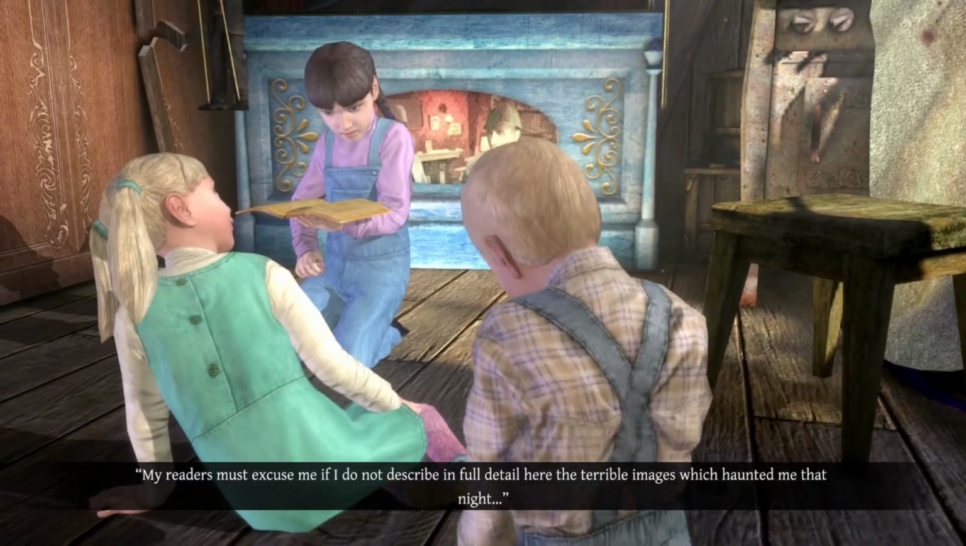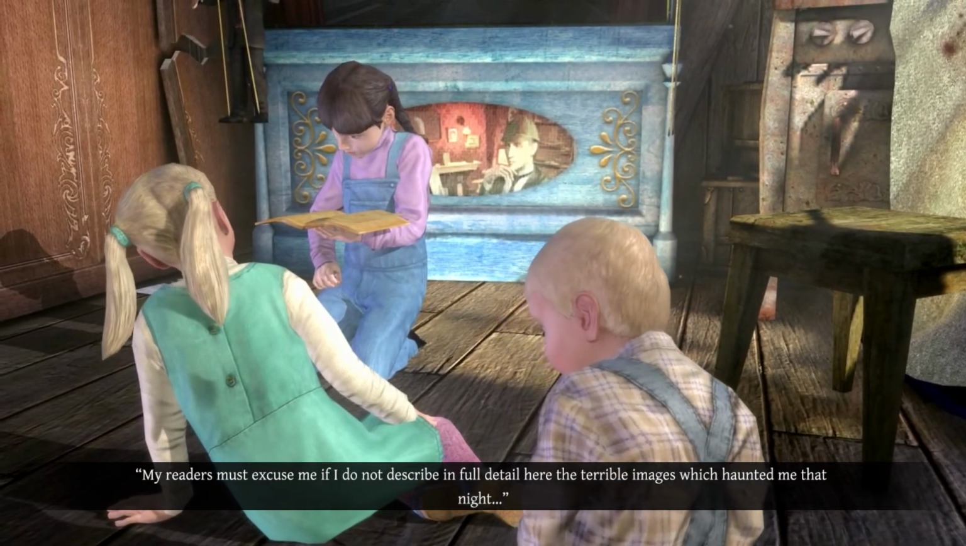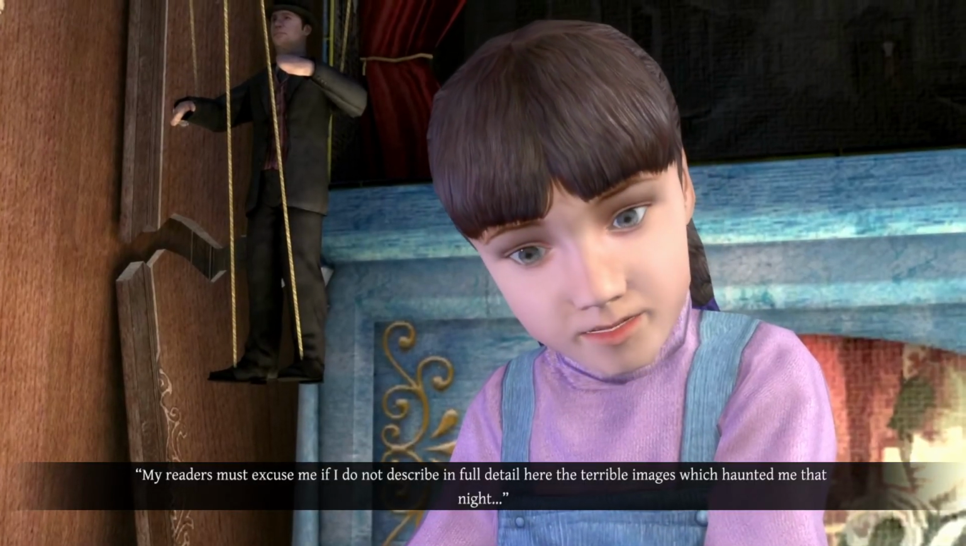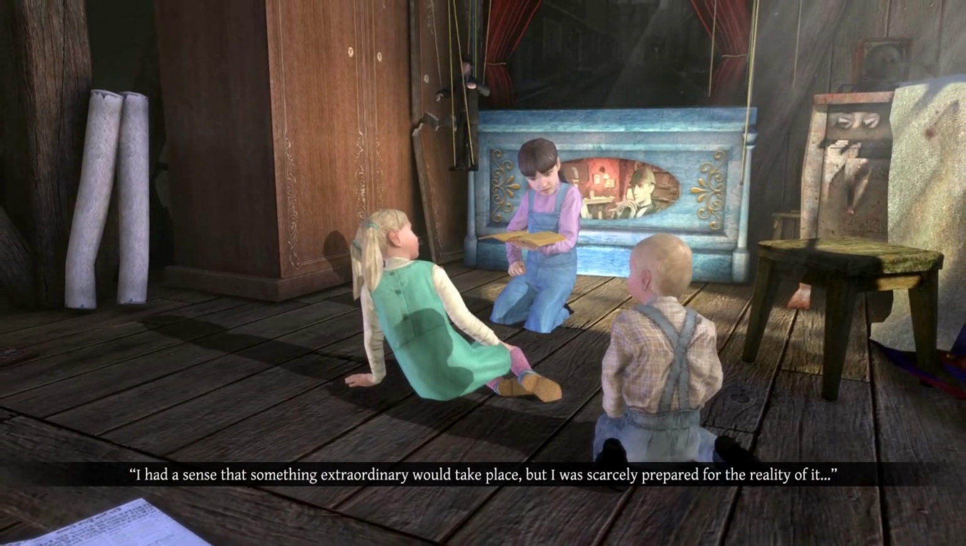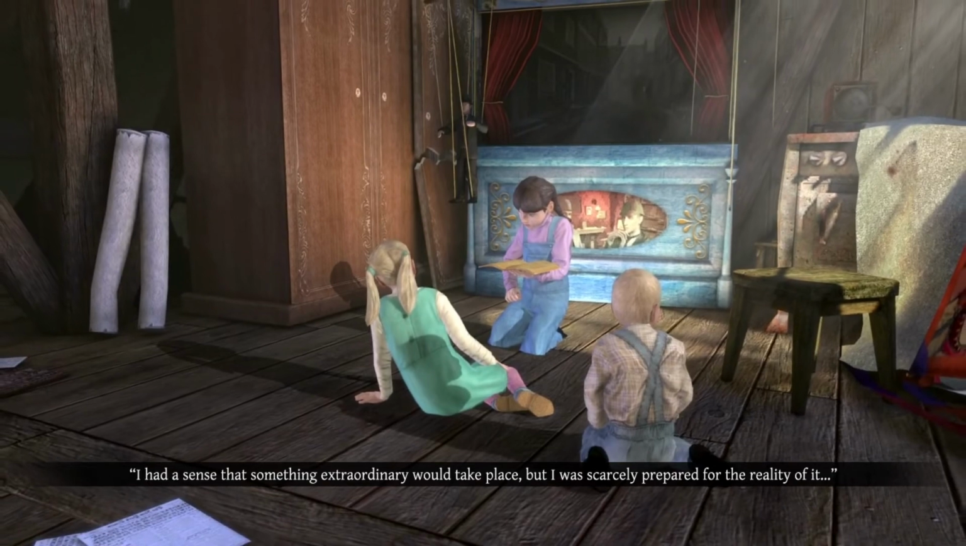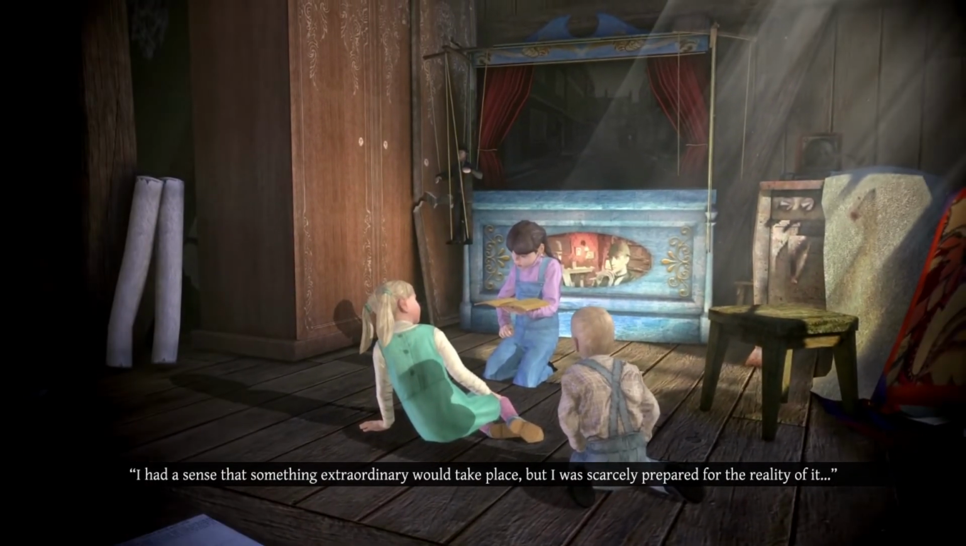My readers must excuse me if I do not describe in full detail here the terrible images which haunted me that night. I had a sense that something extraordinary would take place, but I was scarcely prepared for the reality of it.